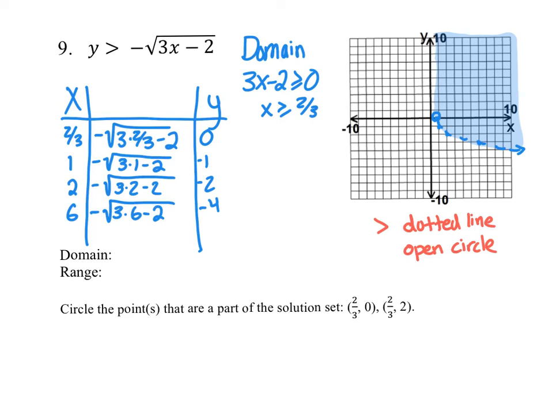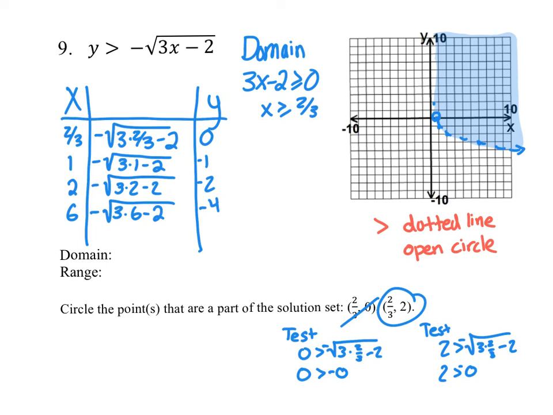And we're going to test that right now on the part here that says circle the points that are part of the solution set. So one way to do this would be to look on the graph, and we can see that (2/3, 0) is an open circle, so it is not a solution. And (2/3, 2) is in fact shaded. It's part of the shaded region, so it is a solution. But we want to always double check it by actually testing the point, just in case we made a mistake on the graph. When we test it, we can see that 0 is not greater than 0, but 2 is greater than 0, and therefore only the point on the right works.